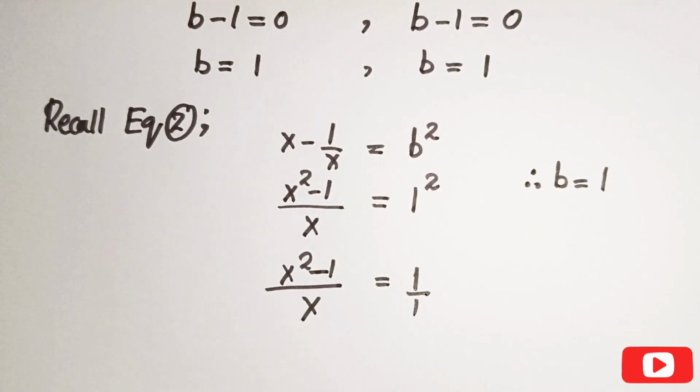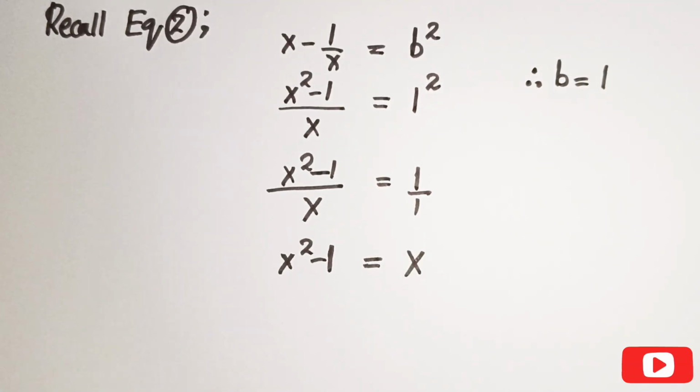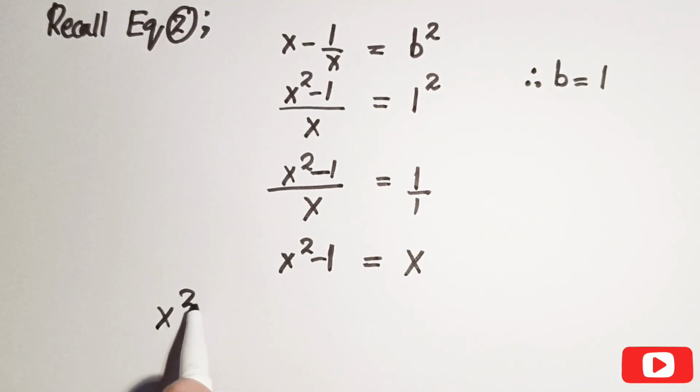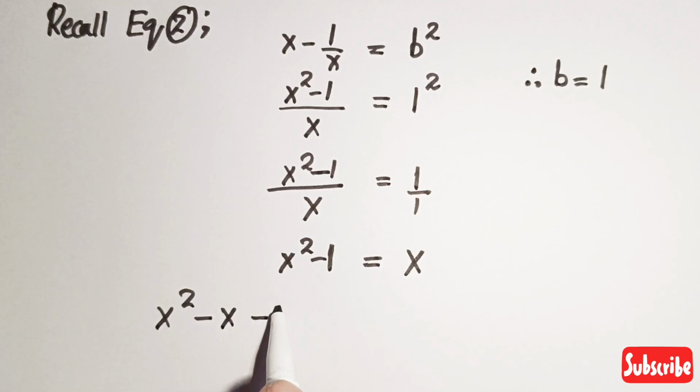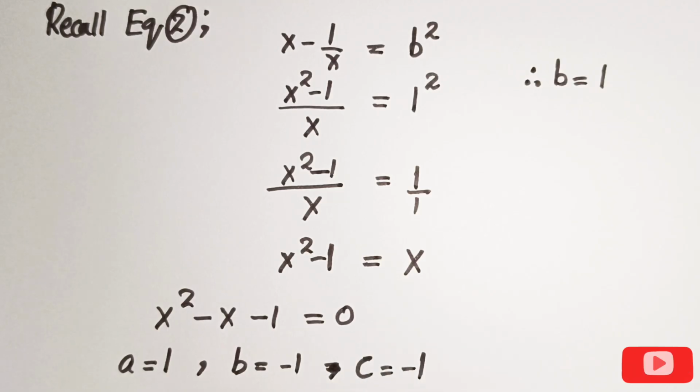Here we have denominator 1. So by cross multiplication we will get x squared minus 1 is equal to x. So here, shifting this one, we get x squared minus x minus 1 is equal to 0. So it is a nice quadratic equation. We have to use the quadratic formula. For this purpose we write the value of a is 1, b is minus 1, and c is also minus 1.